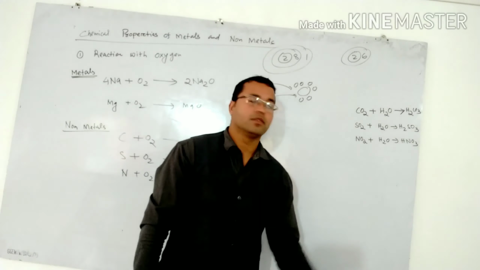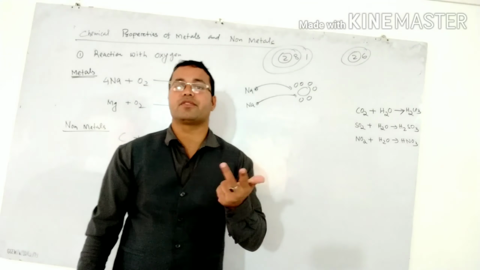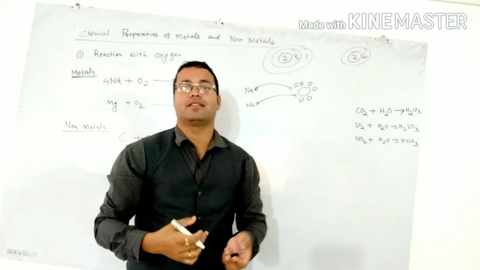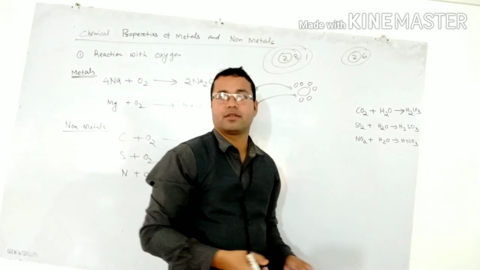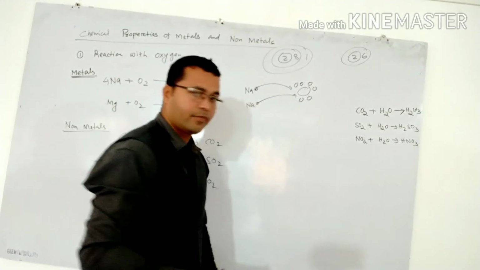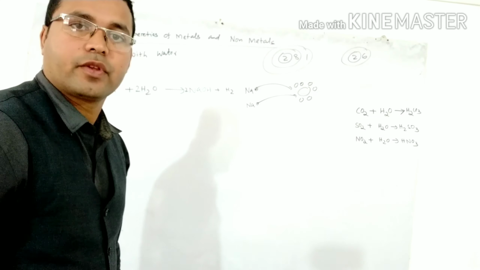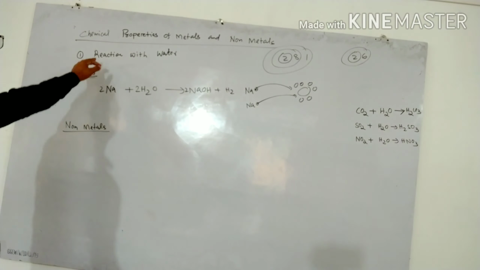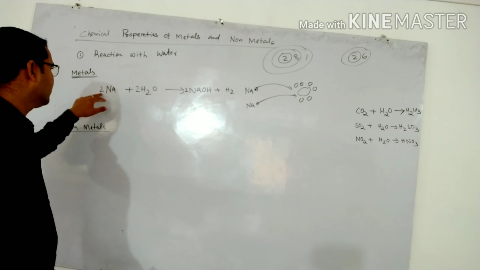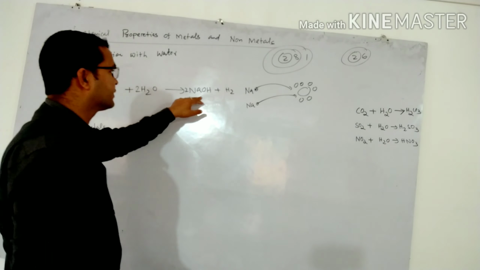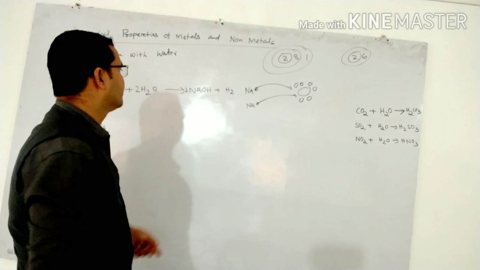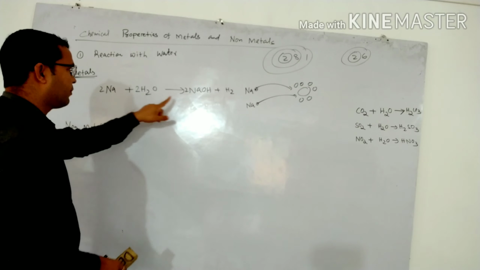So generally these gases are generated from industry, and when rain comes, they react with rainwater and produce what? Acid rain. That's why these gases are called acid-producing gases. So next, reaction with water. Metal reacts with water. Let us give an example. Sodium reacts with water, gives sodium hydroxide. This is an example of a base, and the byproduct is hydrogen. So try to do the balance.